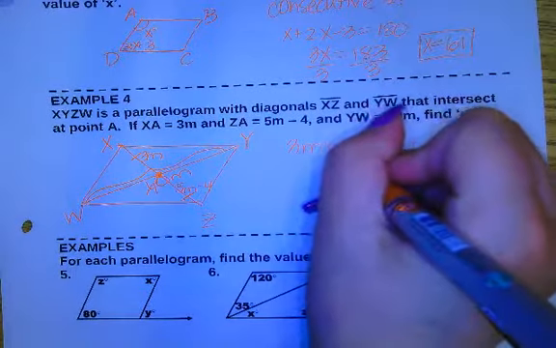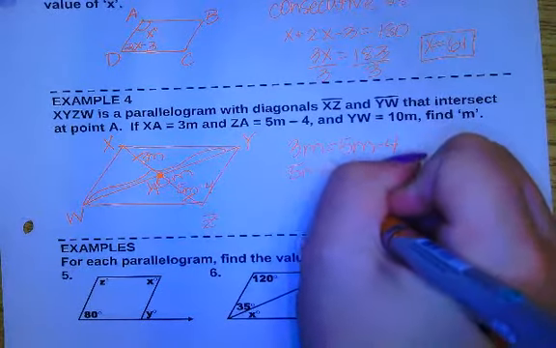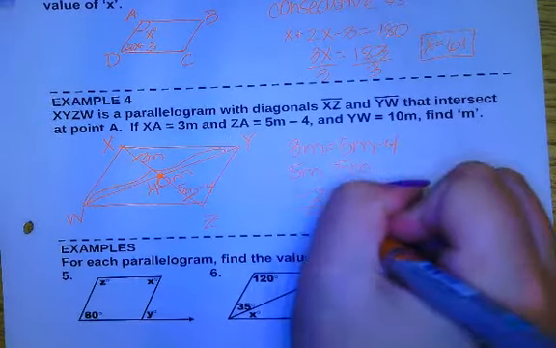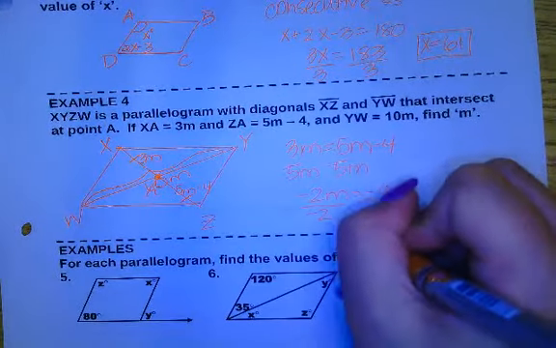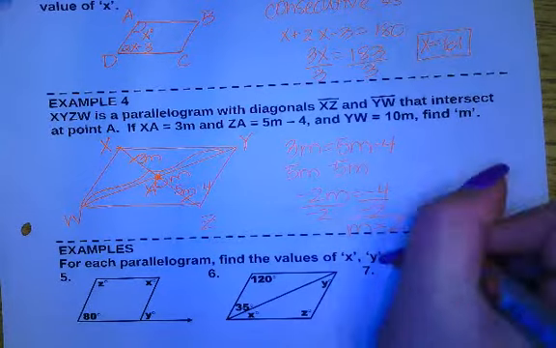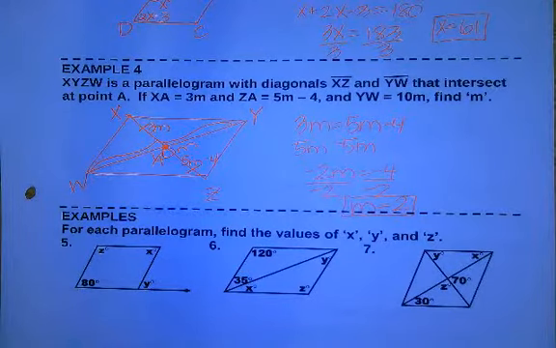So yes, this 3m piece is equal to 5m minus 4. If I subtract 5m from both sides, I get negative 2m equals negative 4. Divide by negative 2, and m equals 2. Okay, so don't fall for the little tricks. Questions on 4?